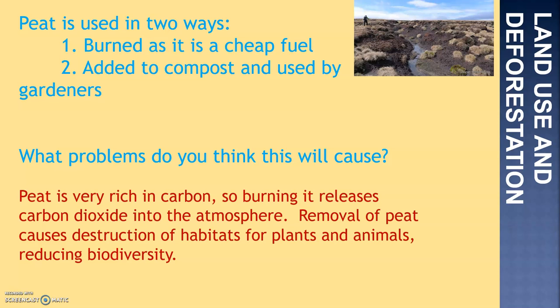And I'm sure when you learned in year 9 about space, you learned that an increase in carbon dioxide causes an increase in temperature in our atmosphere. And that is not exactly what we want. Okay, now the removal of peat causes destruction of habitats for plants and animals, reducing biodiversity. So we don't want it to be removed, we want it to be there.